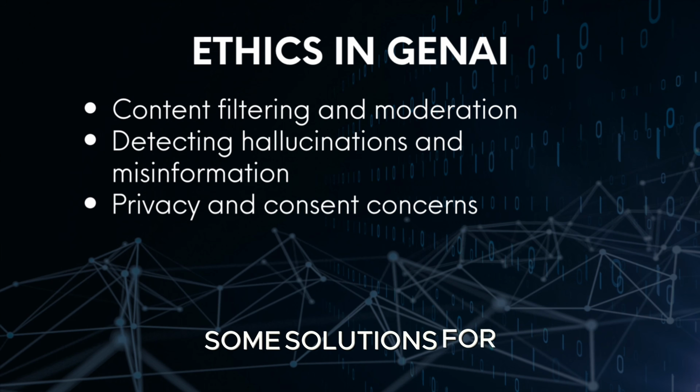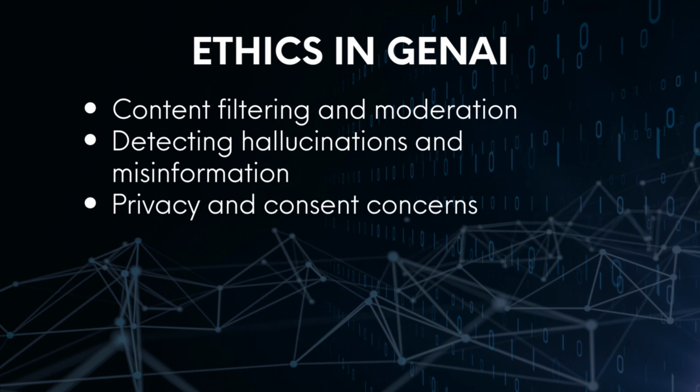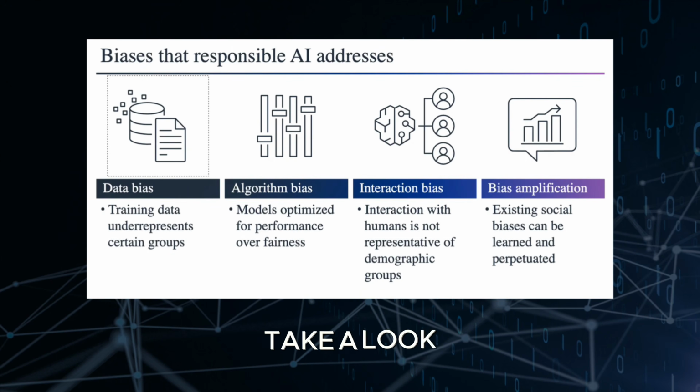So some solutions for transparent and explainable models include explainability frameworks, transparent documentation, monitoring and auditing, human oversight and involvement, counterfactual explanations, and user interface explanations. But now let's take a look at some of the biases that responsible AI addresses.